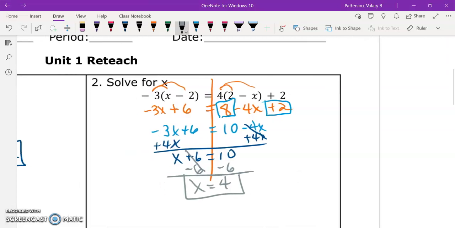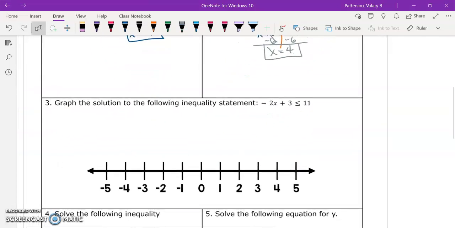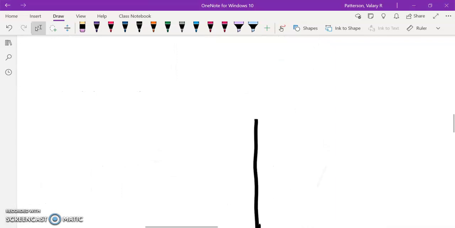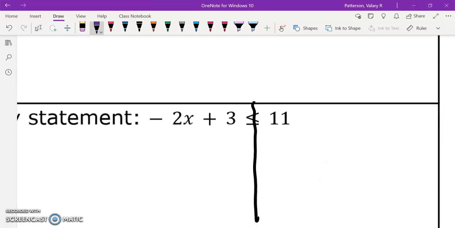Okay, so number 3, let's switch gears and let's look at an inequality. So remember, solving inequalities is not really any different than solving an equation. So let's zoom in here really quick and we'll solve this. Okay, so work on getting that negative 2x by itself. We're going to subtract the 3 from both sides.